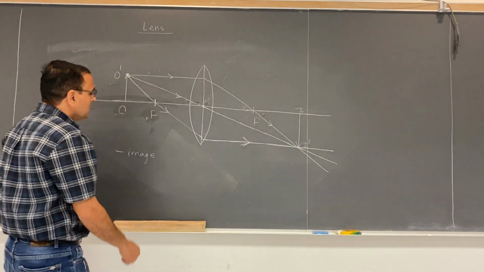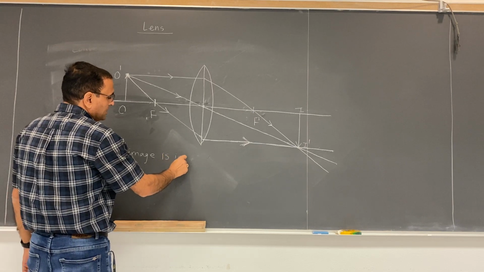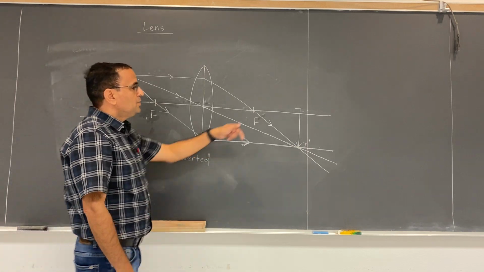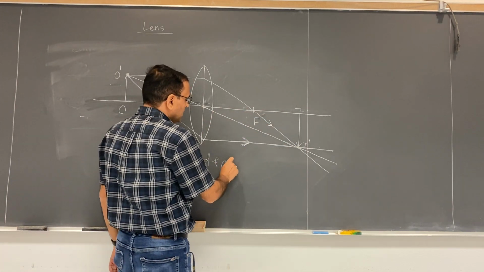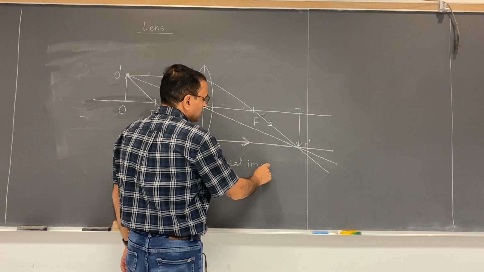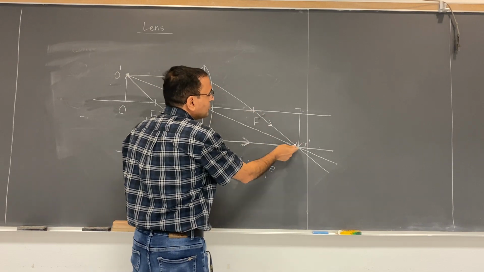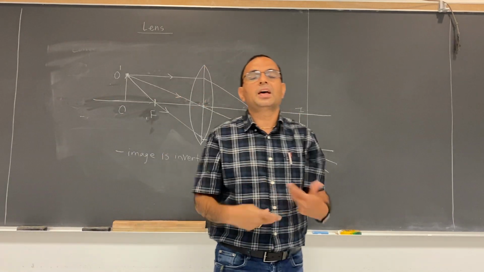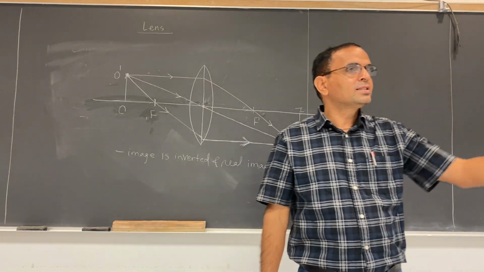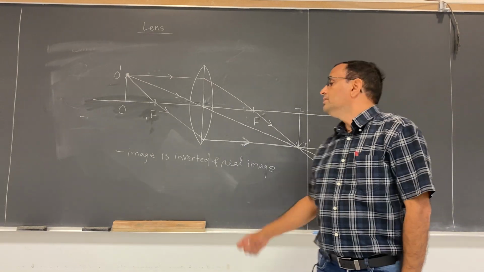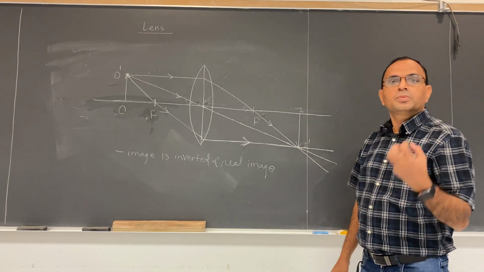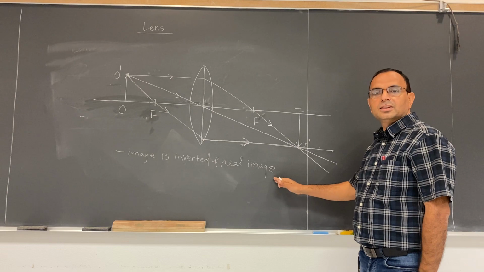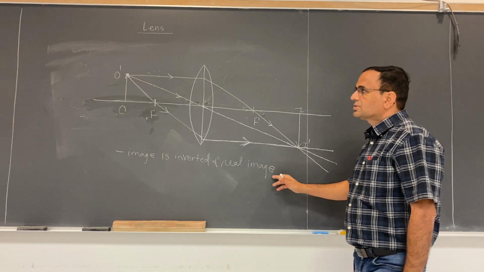Okay, so the image is an inverted image. If you have an inverted image, this is a real image. Look, the real rays meet here, so this image is a real image. You know that a real image can be filmed, or if you keep a white screen there, you can see the image there. Simply, a real image can be obtained on the screen. So this image is real, but it is inverted, upside down.